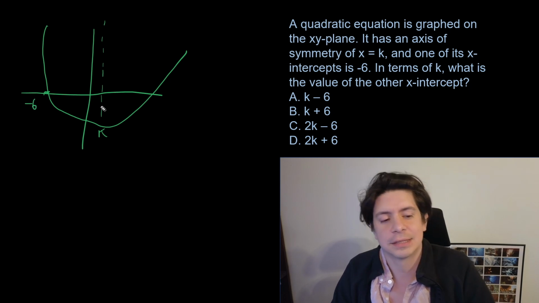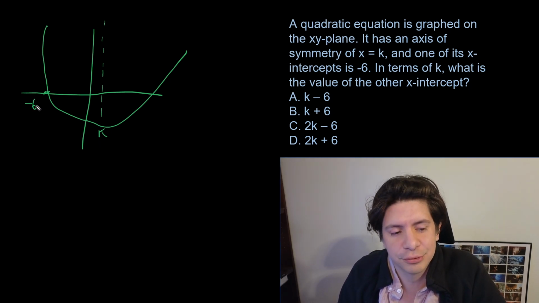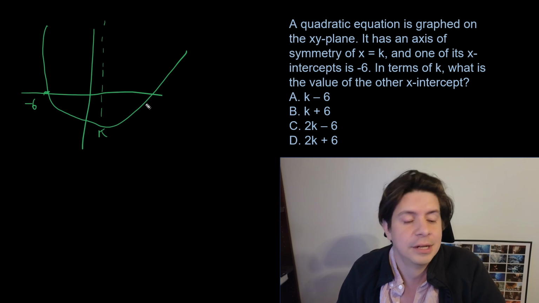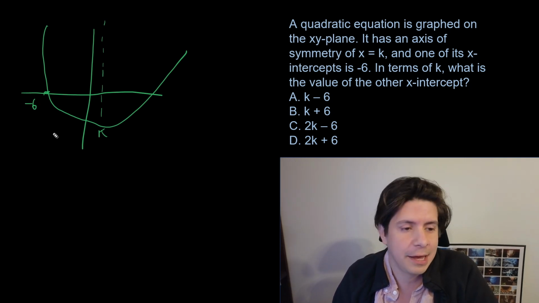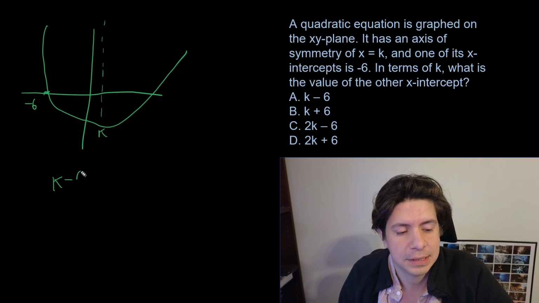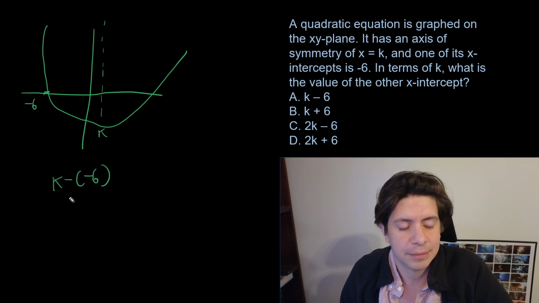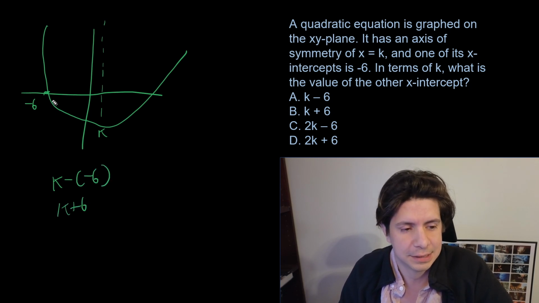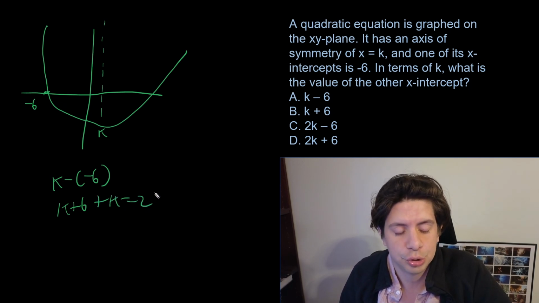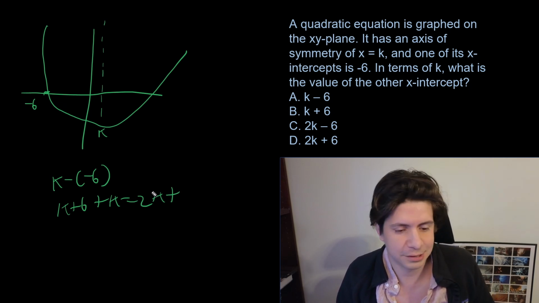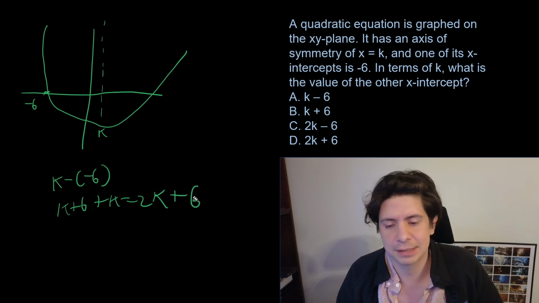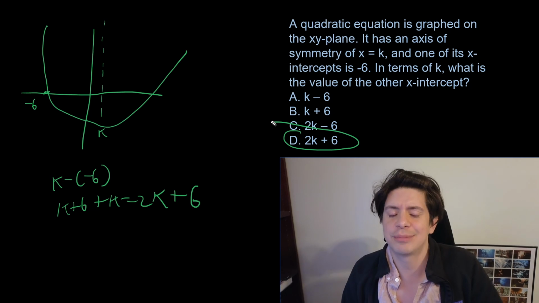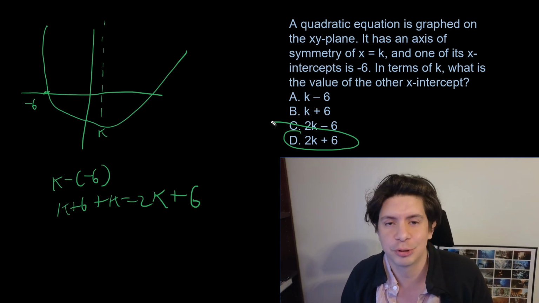This is -6. So from the axis of symmetry to this solution is going to be the same distance as from this to here. So we just find this distance and add it on to k. So we're going to do k minus -6. We're going to get k plus 6. That's the distance. And then we're going to add that onto k. So then when we do that, we're going to get 2k plus 6. Let me rewrite that because my k's are looking like h's. I don't know what's up with that. 2k plus 6. D.